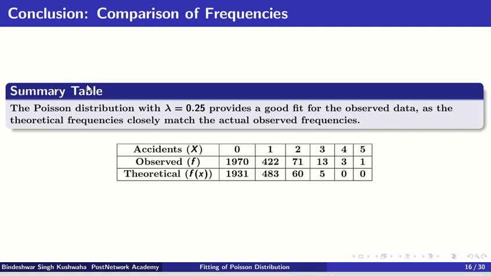Now this is the summary table. Here we have the number of accidents, observed frequencies and expected frequencies. You can see that they are almost similar or equal. We have got this theoretical frequency after fitting the data.